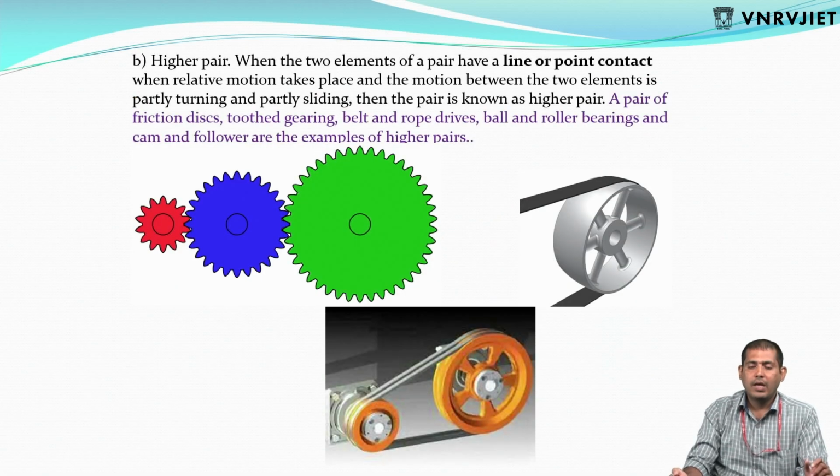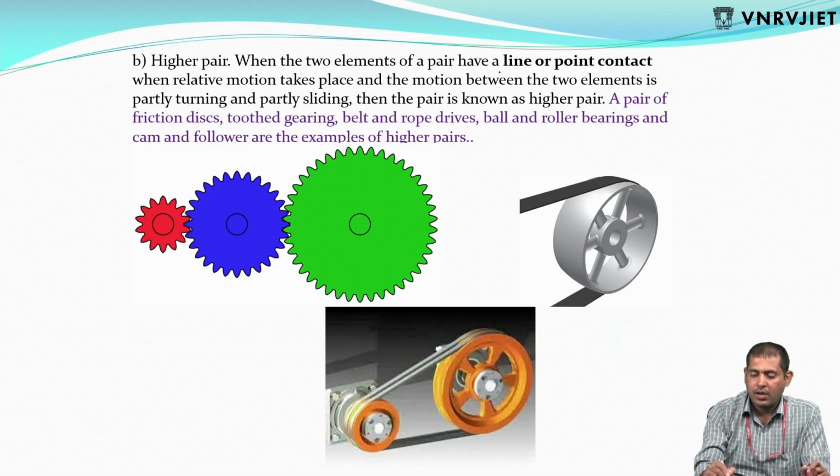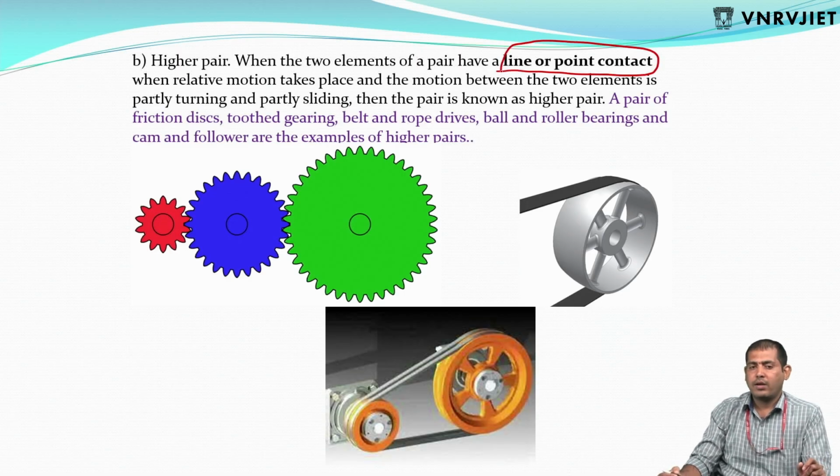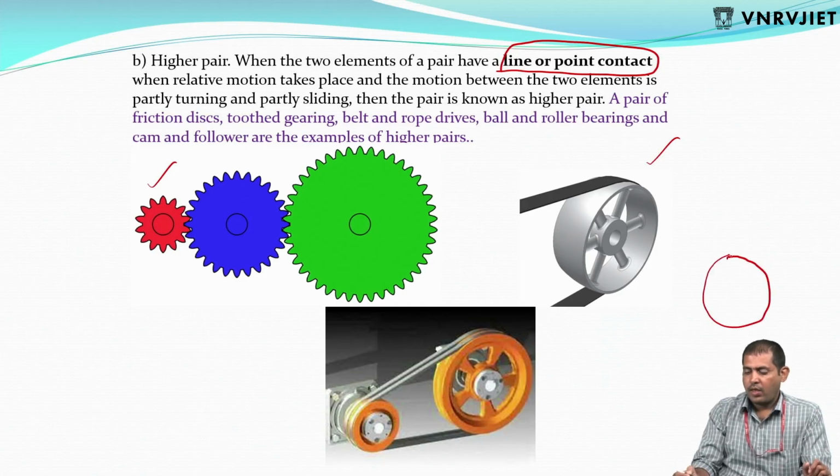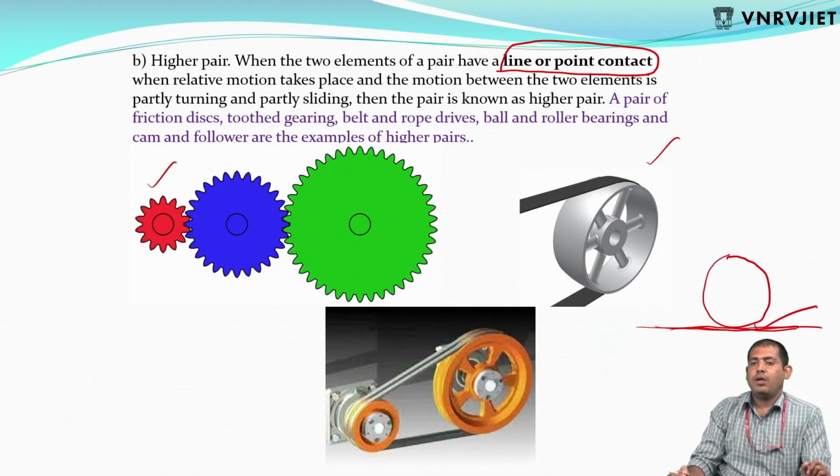Next, higher pair. It is nothing but line or point contact. Then what is line or point contact? Here if you see this, gears come under line or point contact. Belt drives, rope drives, or a simple wheel rolling on a road, it produces line or point contact. Now what is this?